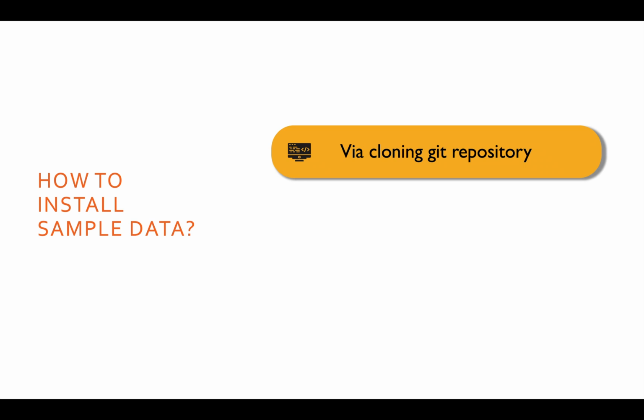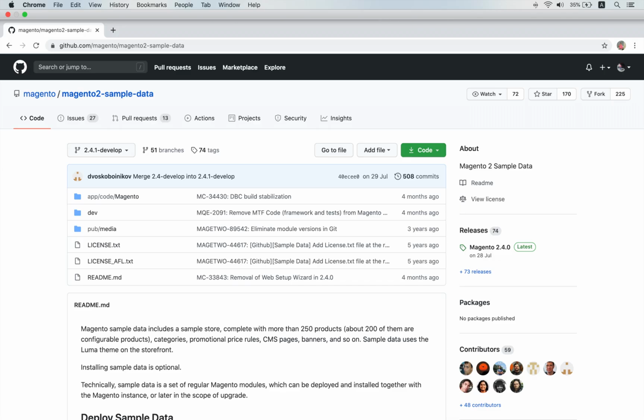Now let's see how to install the sample data. There are two different ways through which you can install sample data. One is you can download the sample data module via cloning the Git repository. So here is the sample data module available on GitHub. You can clone this repository and install it in your local application. As you can see, app code Magento folder is there. Inside this, all your sample data modules are there. You can clone this repository and you can install sample data via this repository.